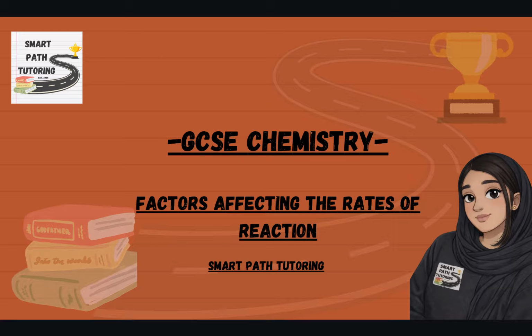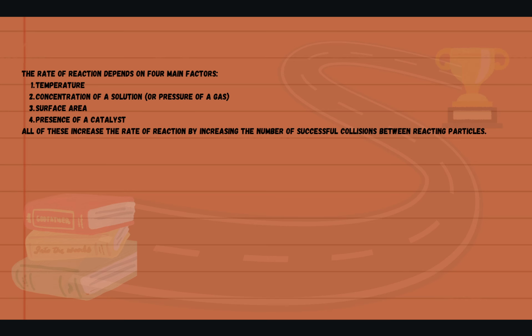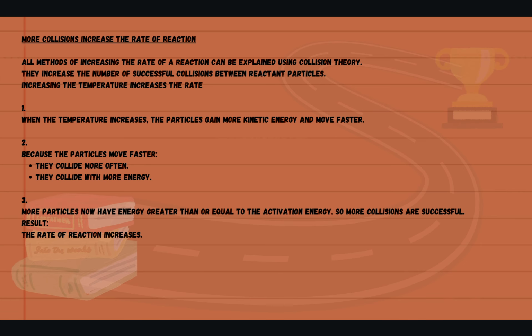In this video, we're looking at GCSE chemistry, focusing on factors affecting the rates of reaction. So the rate of reaction depends on four main factors: temperature, concentration of a solution or pressure of a gas, surface area, and the presence of a catalyst. All of these increase the rate of reaction by increasing the number of successful collisions between reacting particles. More collisions increase the rate of reaction.